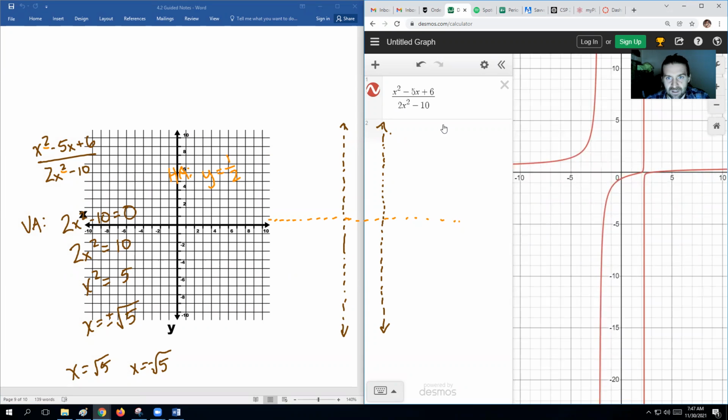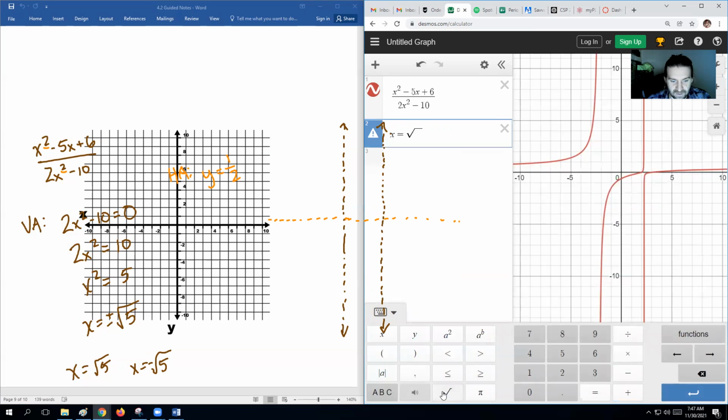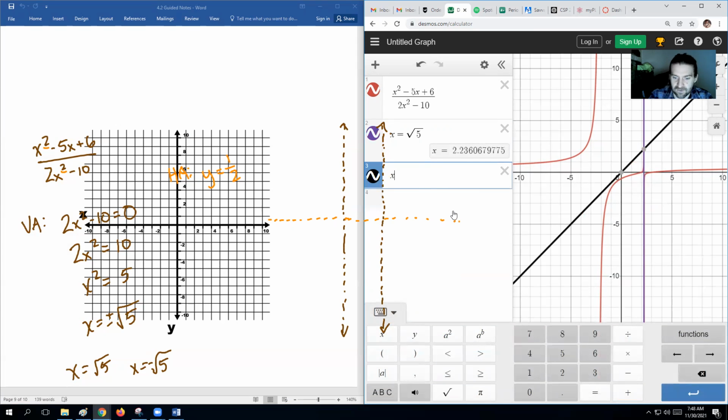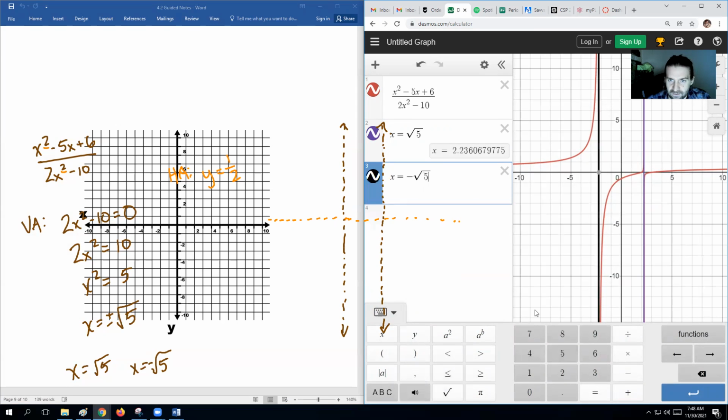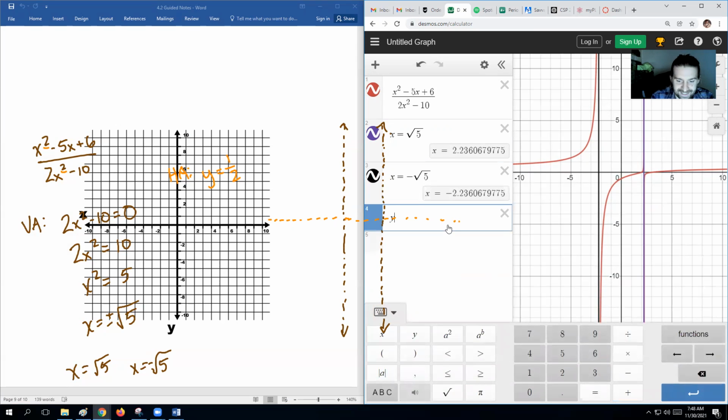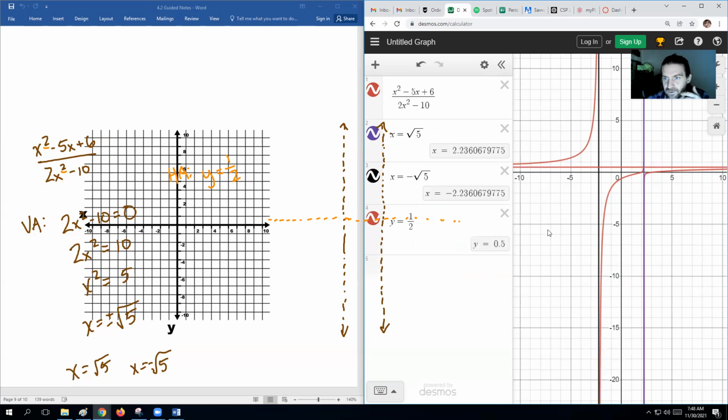Is that right? Let's see if we did this right. If I say x equals the square root of 5, oh, hey, that looks really good. And then if I did another one, x equals the negative square root of 5. So we definitely have those here. And then we said y equals 1/2. It looks like we definitely have our vertical and horizontal asymptotes matched up.